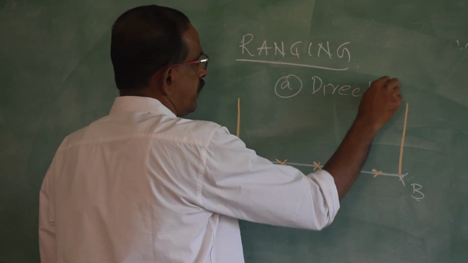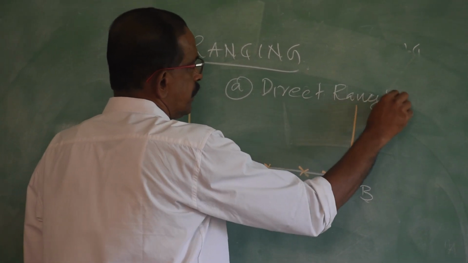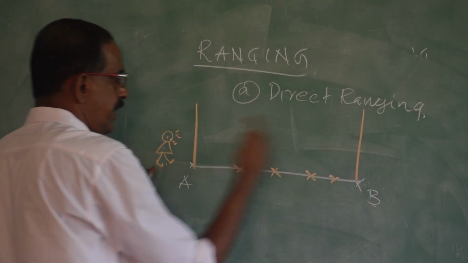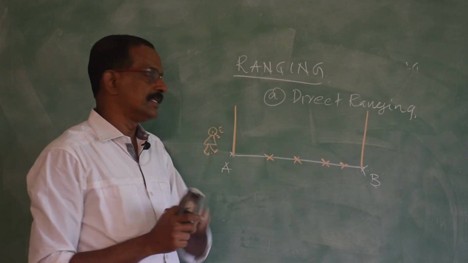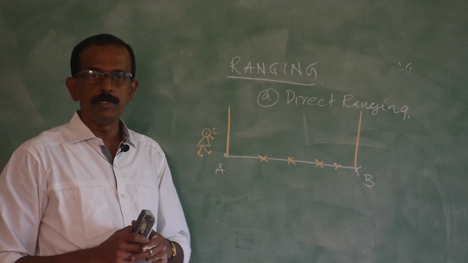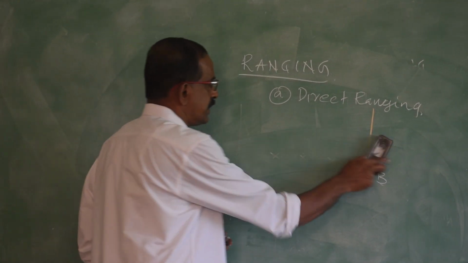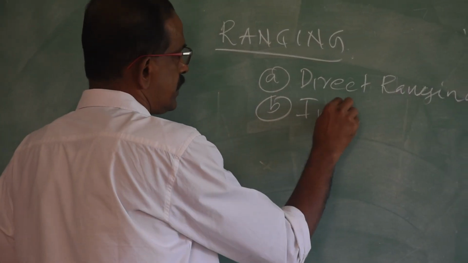Why is it called direct ranging? If the points are visible to each other, if you stand at A, B is visible, or if you stand at B, A is visible, then to mark intermediate points, direct ranging is adopted. Suppose if you stand at A, B is not visible, how do you mark intermediate points? The method adopted is called indirect ranging.